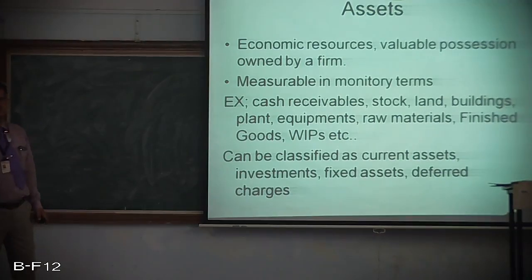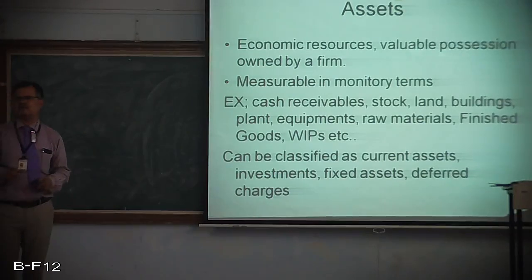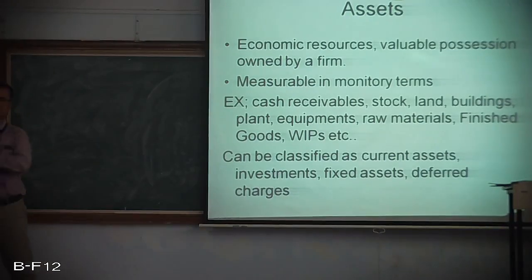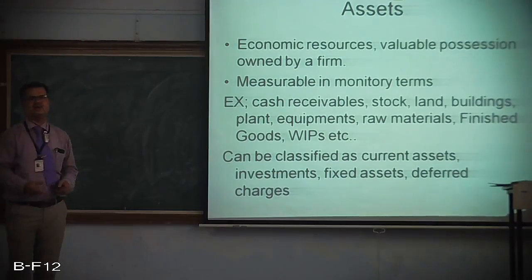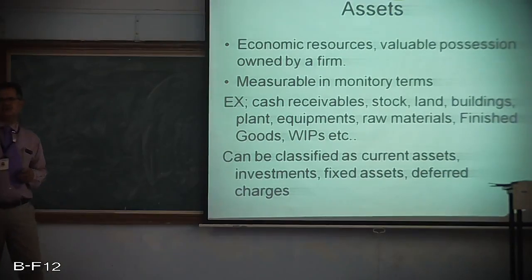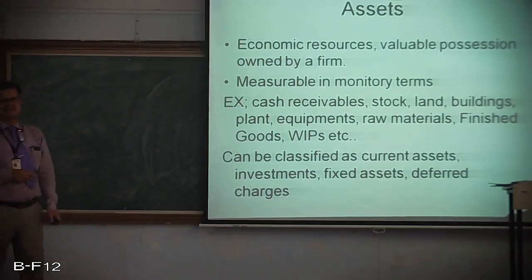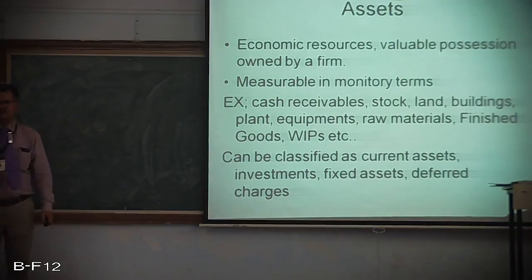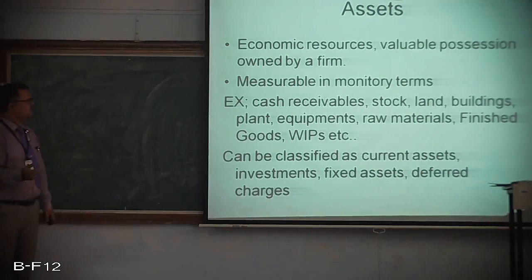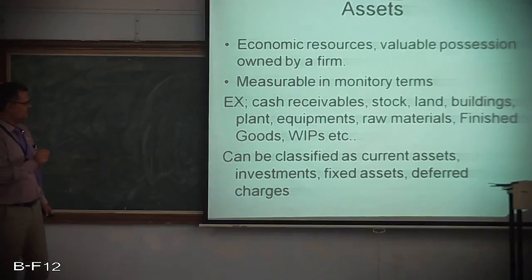And also they can measure this much worth of assets we have, this much worth of plants we have, this much worth of inventory on hand we have, this much money we are expecting from outsiders. So cash receivables. All these things are called assets. There are various types of assets. I am just going to briefly mention a few here.